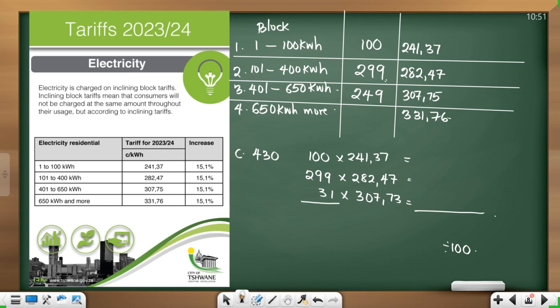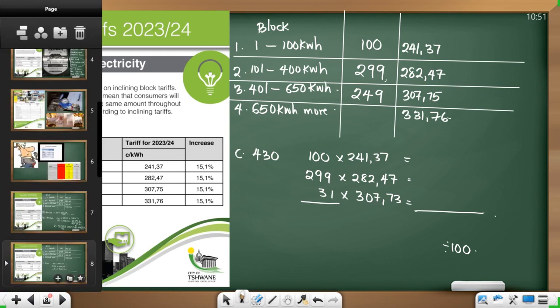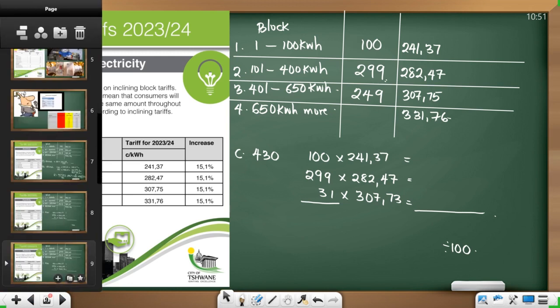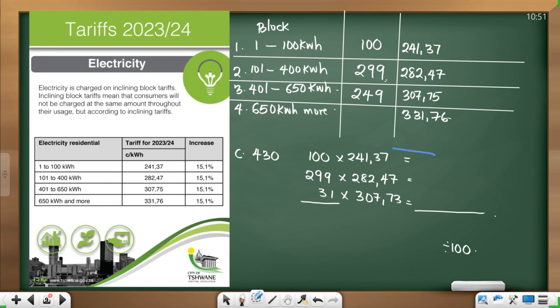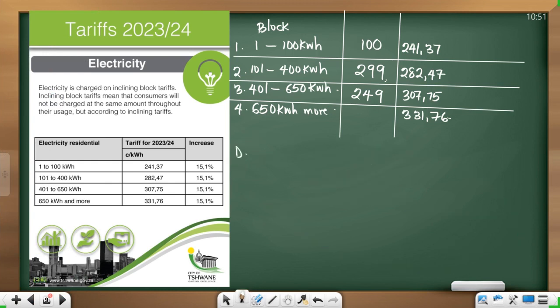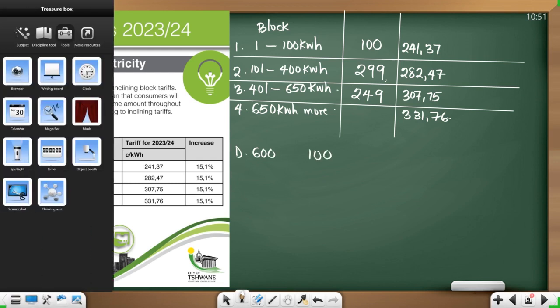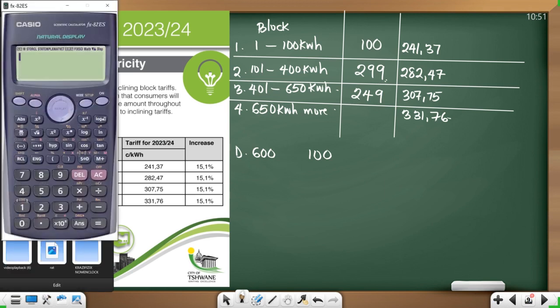I want to try one more. What happens if a family uses 600? Let's see what's going to happen. A household uses 600. Because once we get the categories, then we are done with tariffs. Family D, 600. Let's see. I'll start by saying, definitely 600 is bigger than 100. So they used all the block 1. So I'll get a calculator.